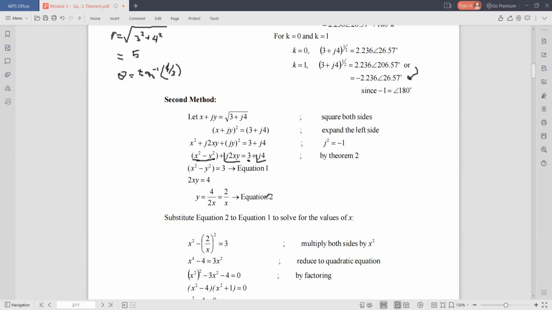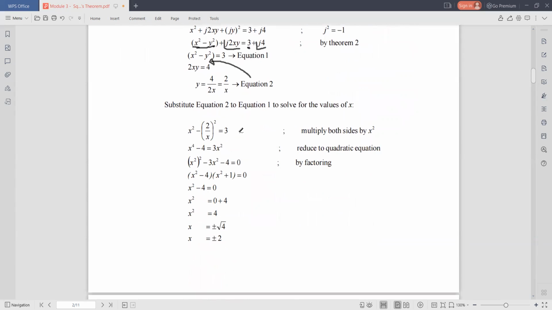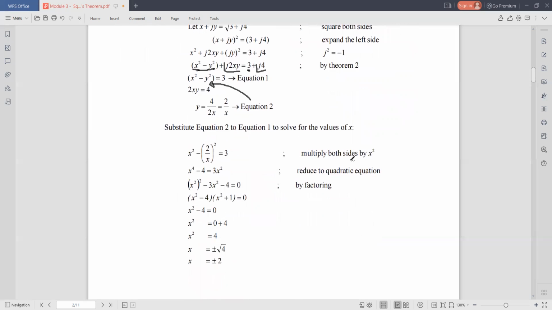And then for your equation 2, we have y sub 1 is equal to y sub 2. So y is equal to 4 over 2x, or that is 2 over x. So this is now your equation number 2, which will be used to substitute into equation number 1. So follow the process with the use of theorem number 2. Okay, so if you multiply both sides by x squared, cancel out, or just transfer out, no?